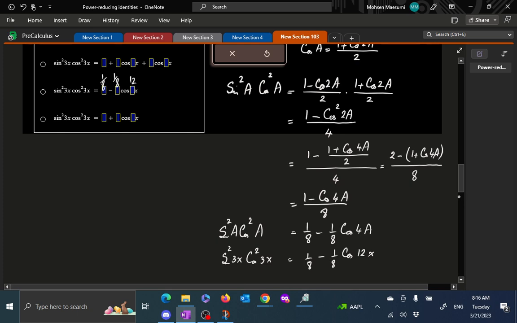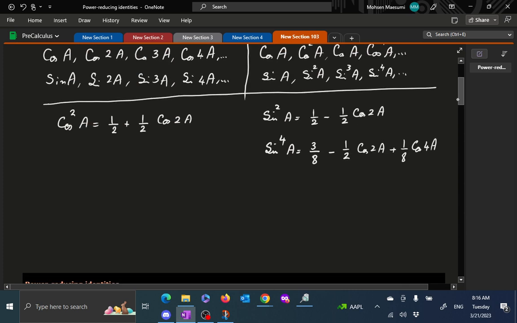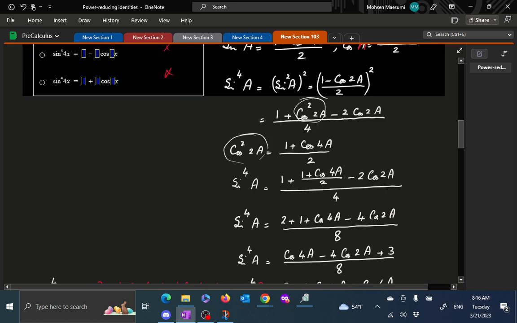So one thing we have here is this identity: sine square cosine square is 1/8. So where do we write that? I guess I write it in a separate category here: sine square of a cosine square of a turned out to be 1/8 minus 1/8 of cosine of 4a. Right.